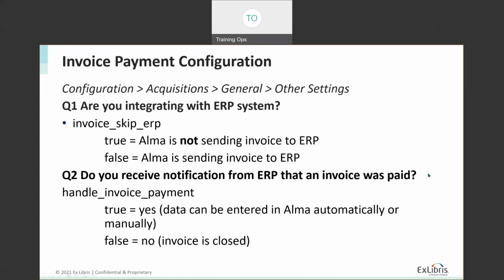Do you receive notification from your ERP that an invoice was paid? So that one is under handle invoice payment. If it's true that you're getting that message back, maybe you're going to get it by email and you're going to enter it manually. Maybe Alma's going to ingest it for you and you're going to get that back automatically. If this one's true and that one's false, the invoice just goes to closed right away.